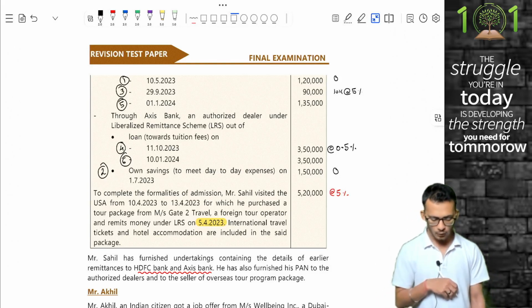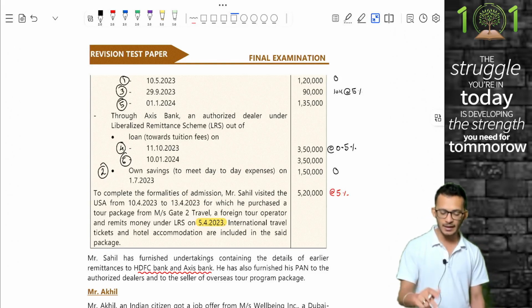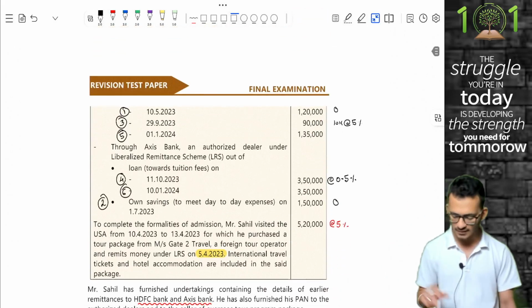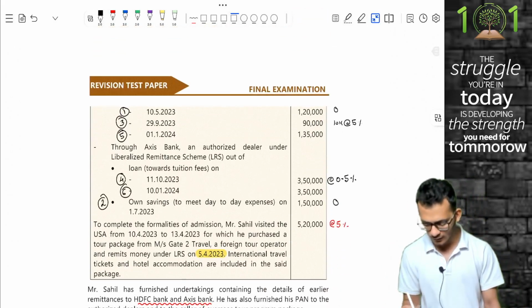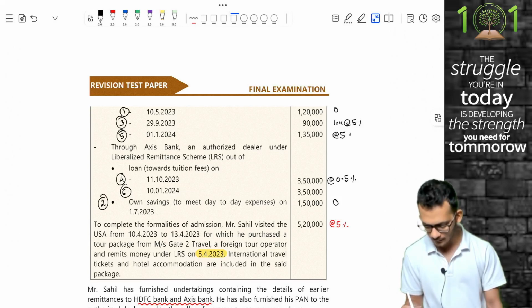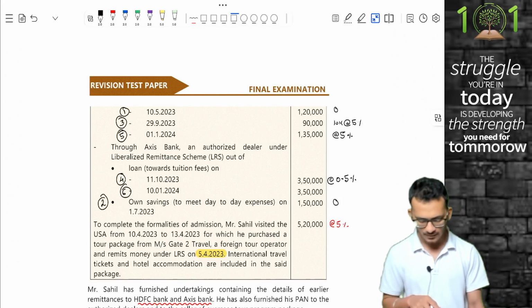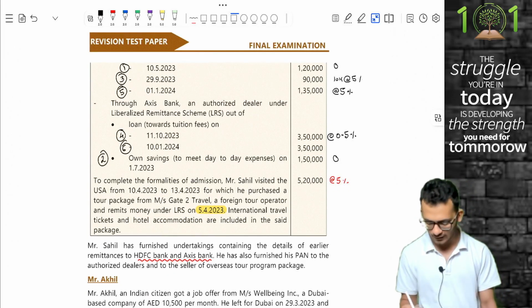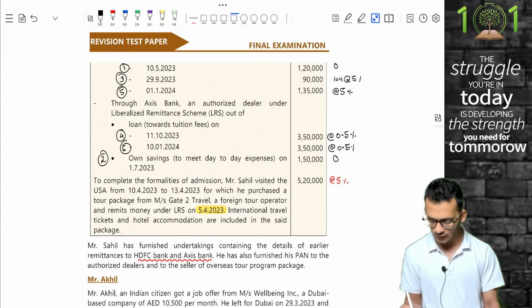Next, 5. Yes, 5 is 1st January. Again on 1st January, this person has taken a payment for study purposes, 1,35,000. This full thing will be liable for 5%. And then you have point number 6, which is Axis Bank authorized dealer loan taken for tuition fees, again 3,50,000. This will again go at 0.5%. Now these are all my facts.